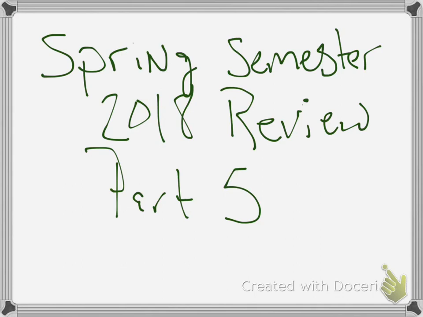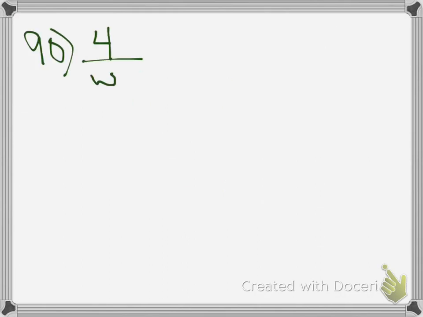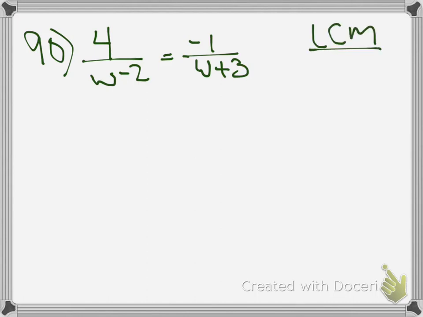Anyways, let's look at the next set of problems. Alright, so here we go with number 90. We have 4 over w minus 2 equals negative 1 over w plus 3. So here we need to find the LCM. With these type of questions, I could give two answers. One, find the LCM, which is w minus 2, w plus 3.